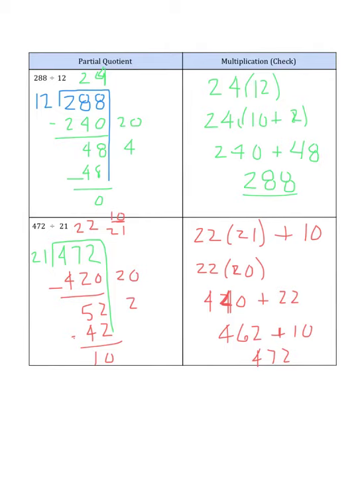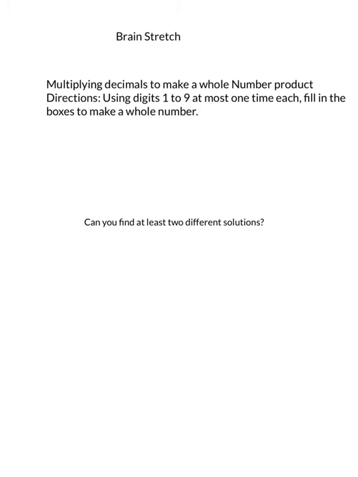Now, this week's brain stretch is you're going to be multiplying decimals to make a whole number product. You're going to allow yourself to use the numbers 1 to 9 at most one time each, and you're going to fill in the boxes. Well, obviously there's no boxes here yet. I'm going to put them in for you. So imagine, we're going to have a whole number, a decimal, and a tenth, right? We're going to multiply that by a whole number, a decimal, and then something in the hundredths place.